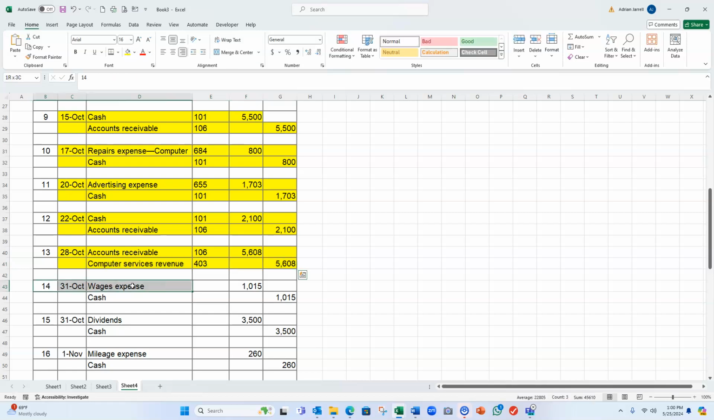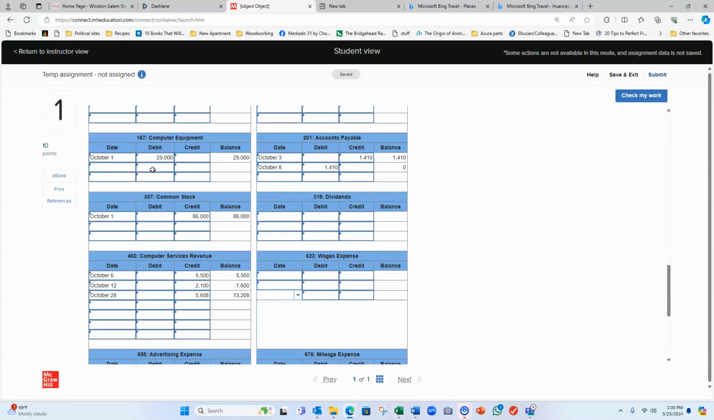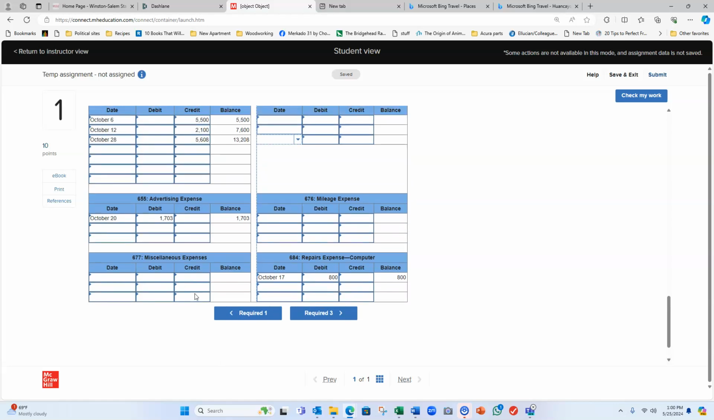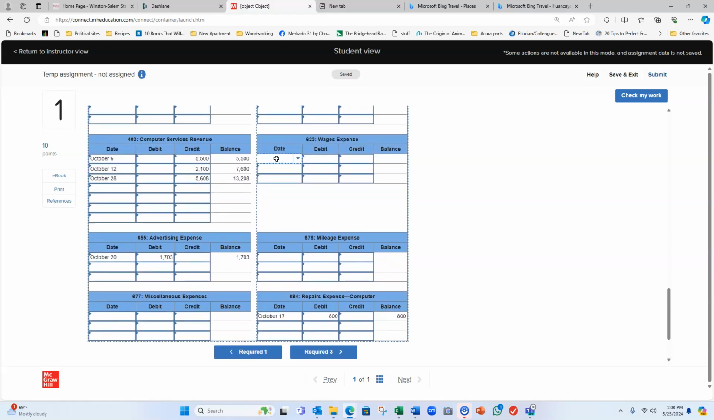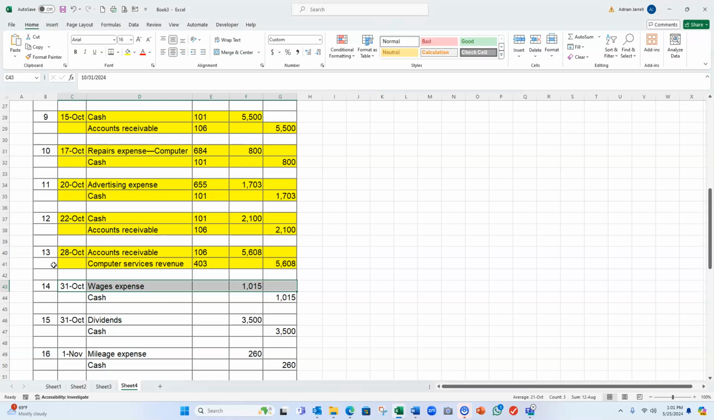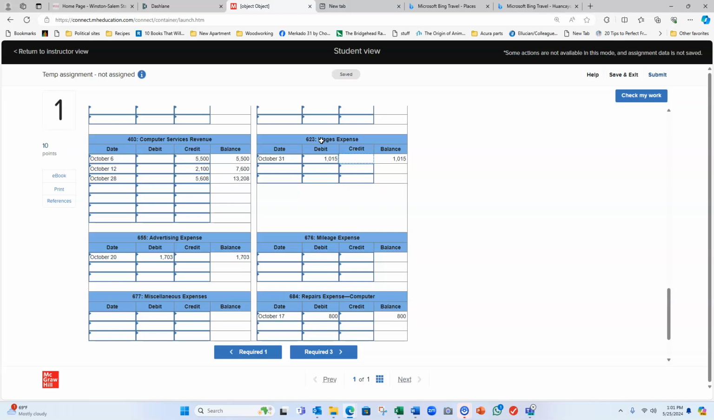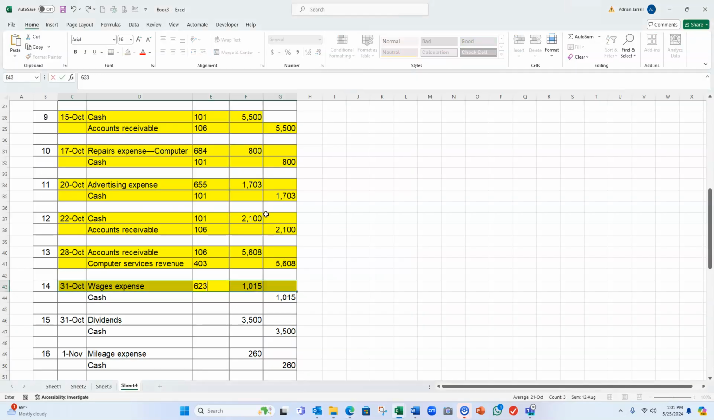Okay, we're going to debit wages expense on the 31st. Debit wages expense on the 31st for $1,015. I'm just going to make sure. 31st, 1,015. I feel good about that. It's account number 623. We're going to credit cash on the 31st for $1,015.